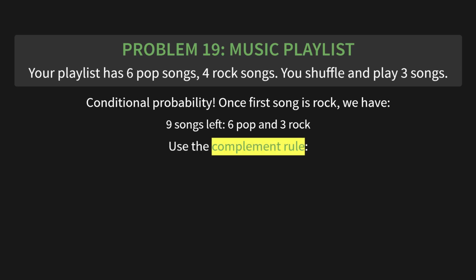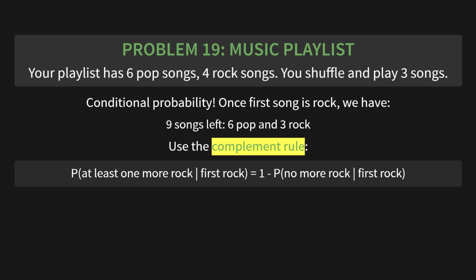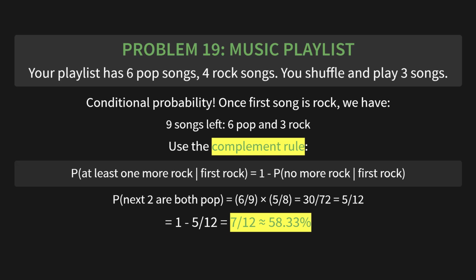For at least one more rock, let's flip it. What's the chance of no more rock? That means the next 2 songs are both pop. The probability both remaining songs are pop, 6 out of 9 for the first, then 5 out of 8 for the second, that's 30 out of 72, which simplifies to 5/12. So the probability of at least one more rock song, 1 minus 5/12 equals 7/12, about 58%.